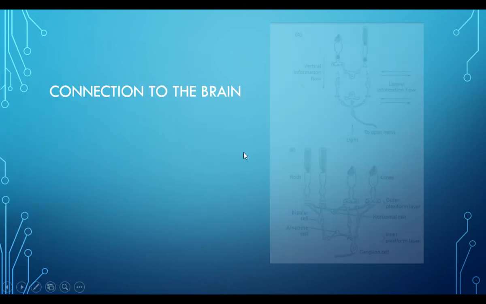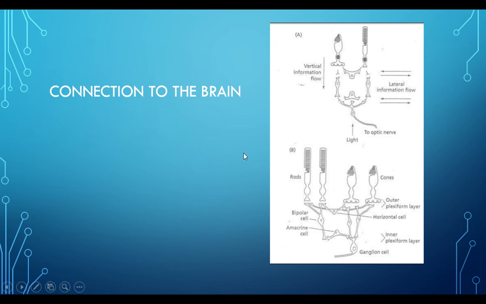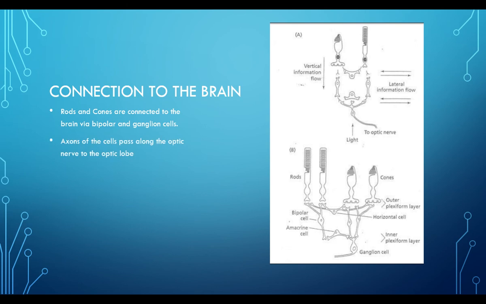The connection to the brain. So you see that on the right, the image shows an actual fan out from the retinas, rods and cones to the ganglion cells and the optic nerve. So the rods and cones are connected to the brain via bipolar and ganglion cells. This is normally on the subject, the figure part B. This is in between the rod and then the ganglion cells. The axons of the cells pass along the optic nerve to the optic lobe.